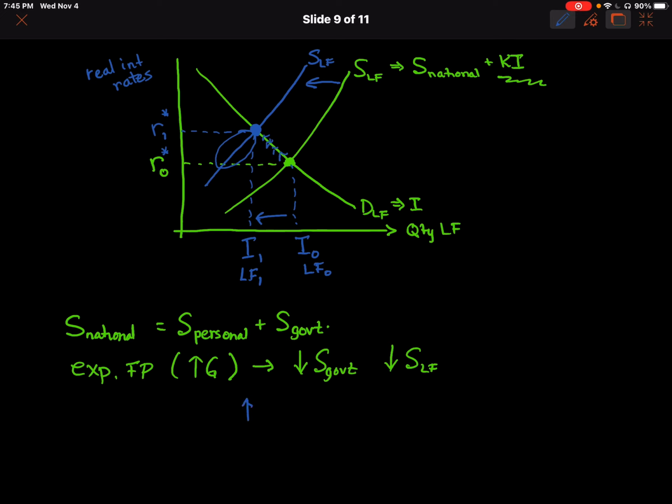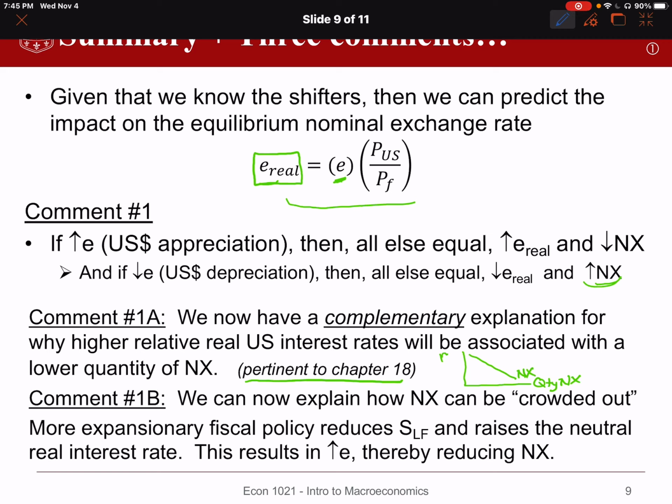So if we see an increase in interest rates, and again, it has to be relative to interest rates abroad, then this is going to cause the dollar to appreciate in nominal terms, lead to an increase in the dollar's value in real terms, and a decrease in net exports. And so this would be the crowding out of net exports through this exchange rate mechanism. So that's what I mean by this statement.